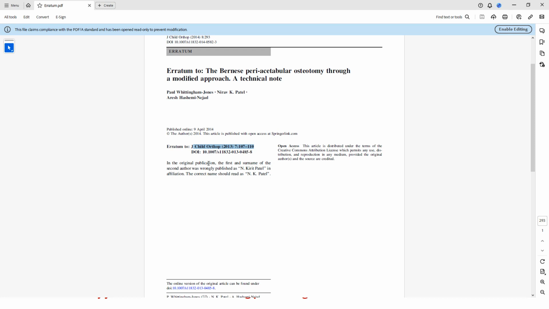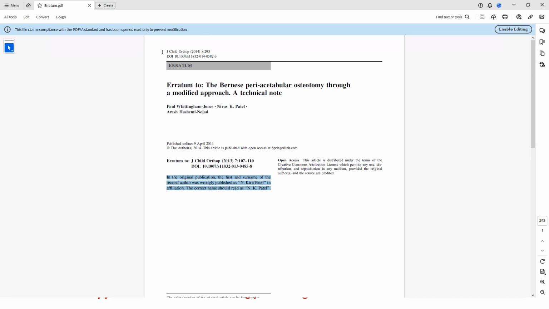So in the original publication, the first surname of the second author was wrongly published as N. Kirkit Patel in the affiliation. The correct name should read as N.K. Patel, right? This is just one line correction. So it was an error observed by the authors after publication. So they have published an erratum on that.